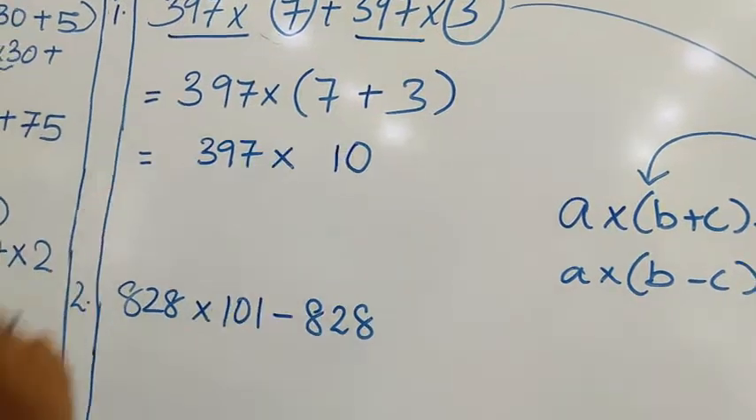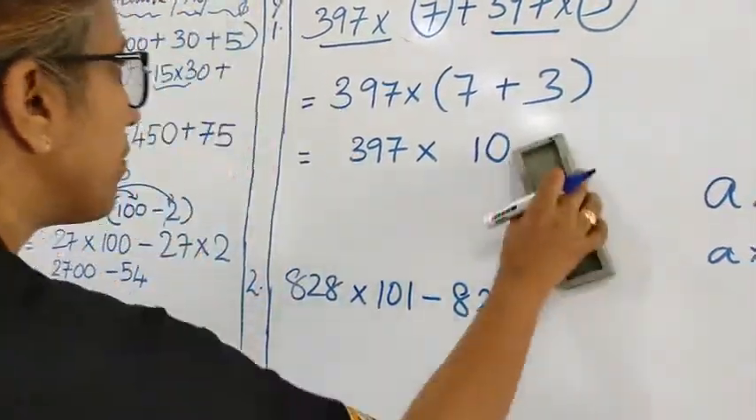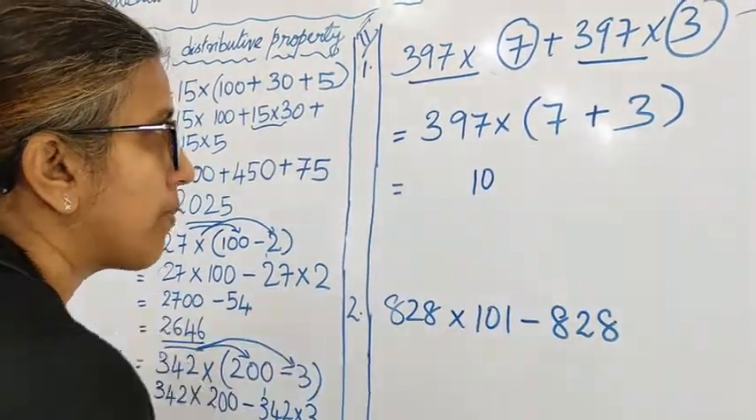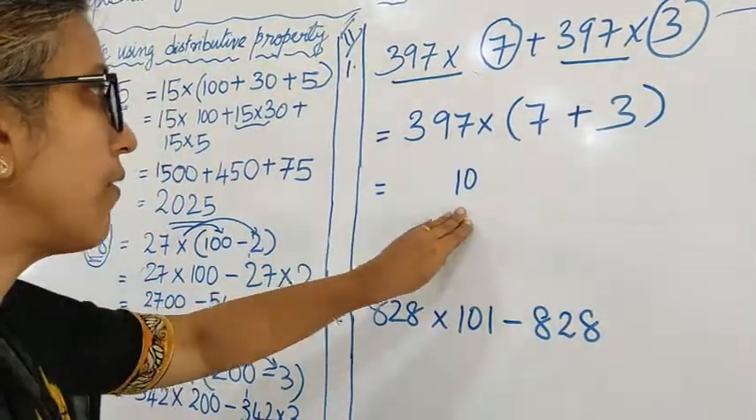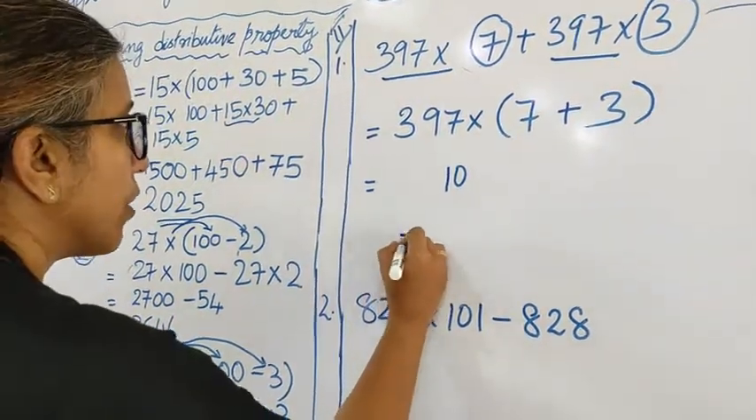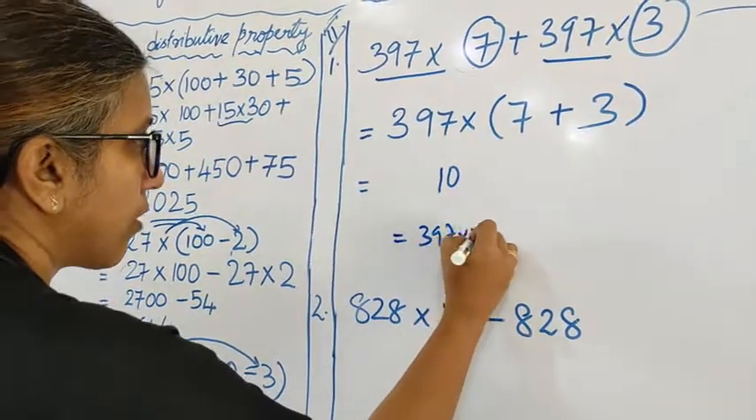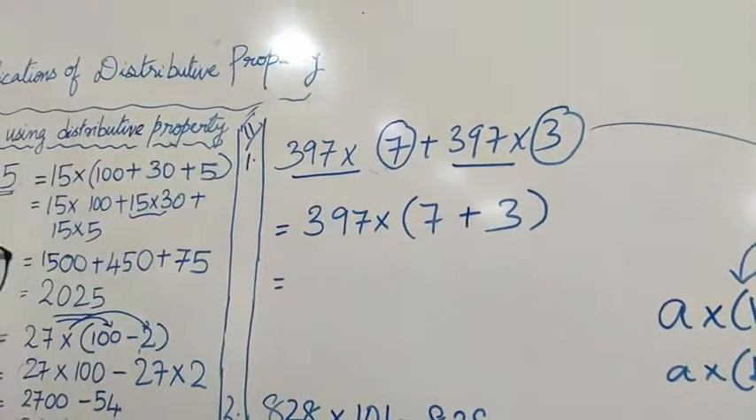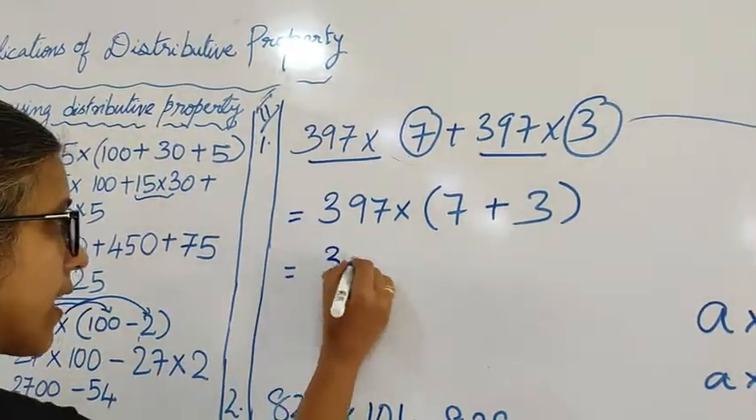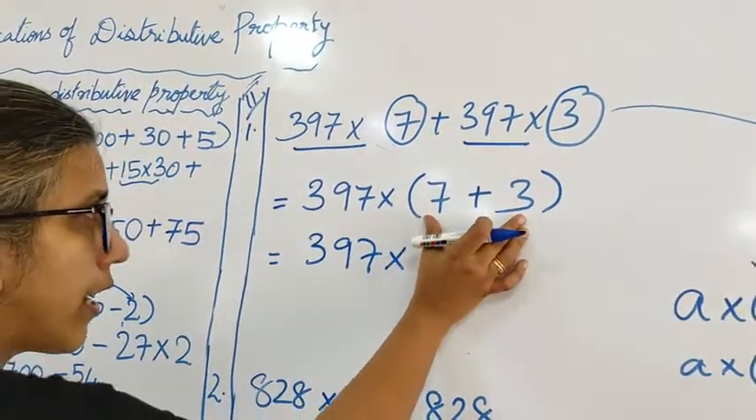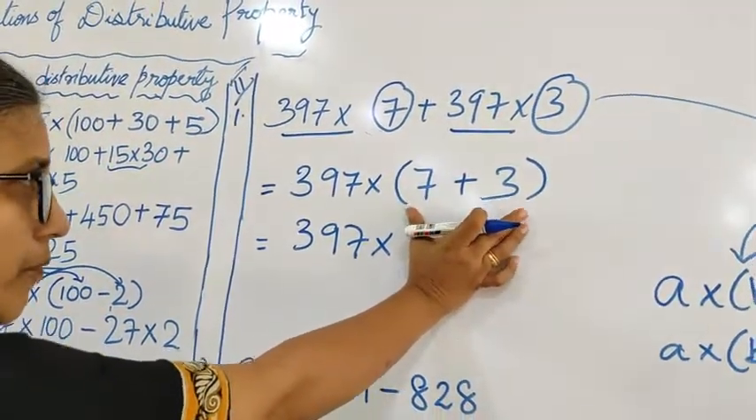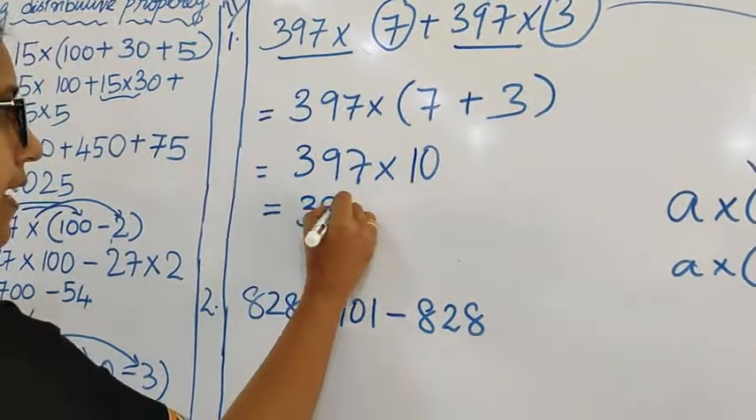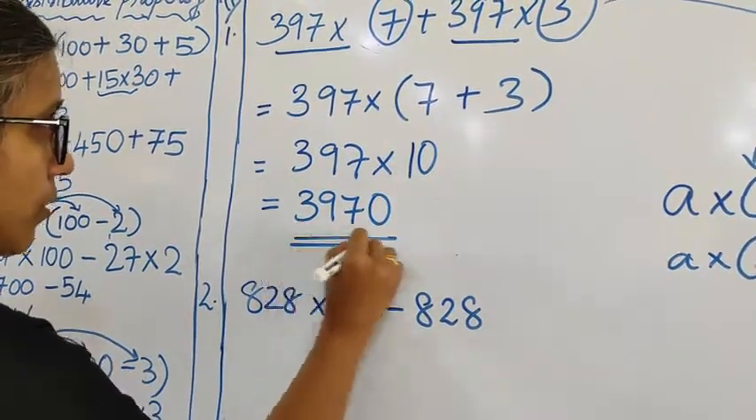397 into 10. Don't write simply this is equal to 10 and all, because ma'am has told you have to do 7 plus 3 first. This is wrong. Always write the steps properly. That is very important. 397 into, I have to do this operation first because of the bracket. So 7 plus 3 is 10, which is equal to 3970. This is the answer.